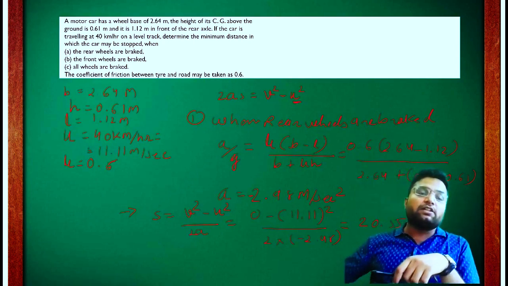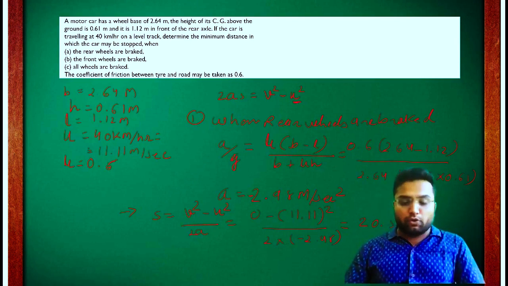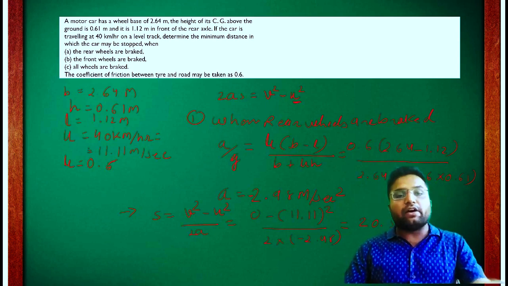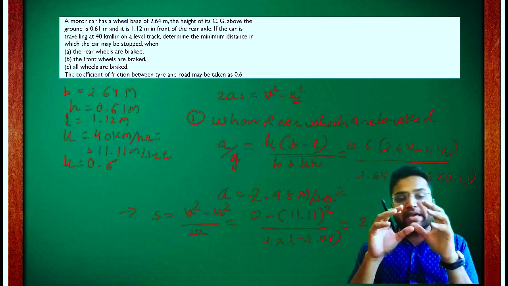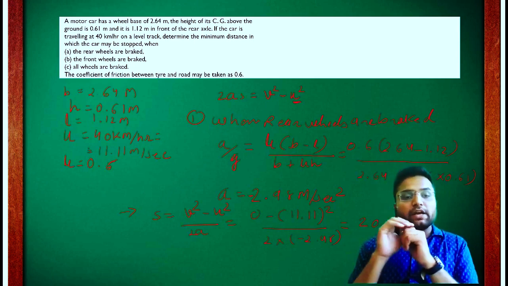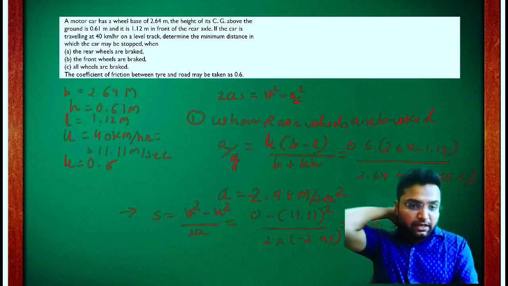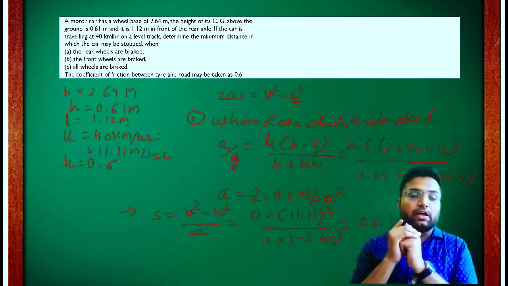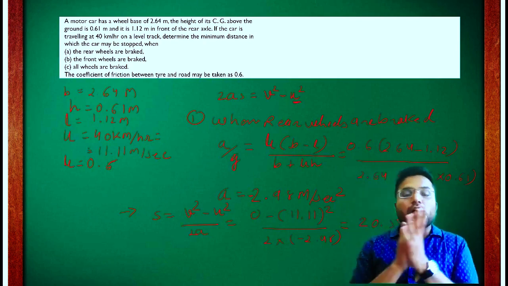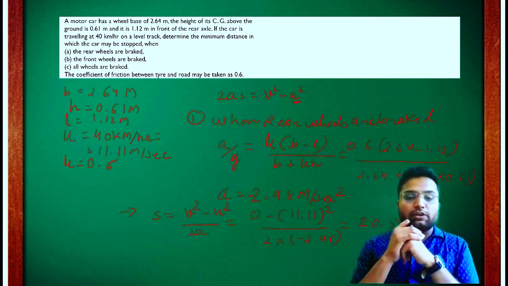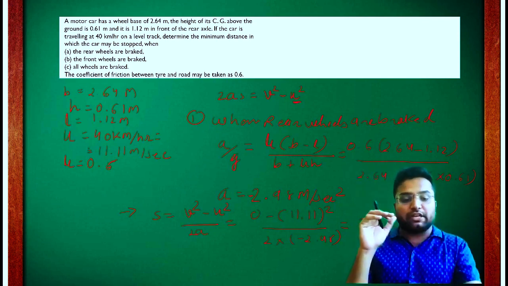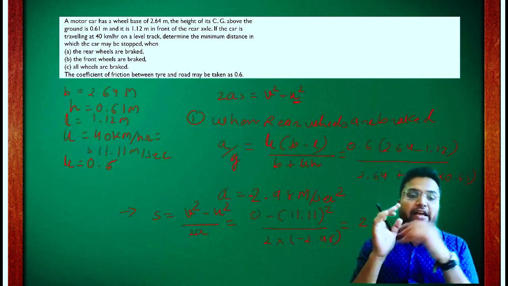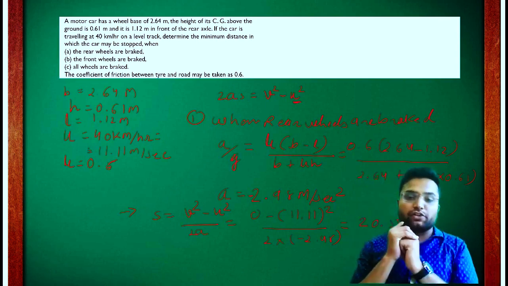So once again, let's get back to our example. In this problem, they have asked to find the minimum stopping distance for our vehicle. The base is 2.64 meter. Height is 0.61 meter. The distance of the CG from the rear wheel is 1.12. The initial velocity u is 11.11 meter per second, and mu is 0.6, which is the coefficient of friction.